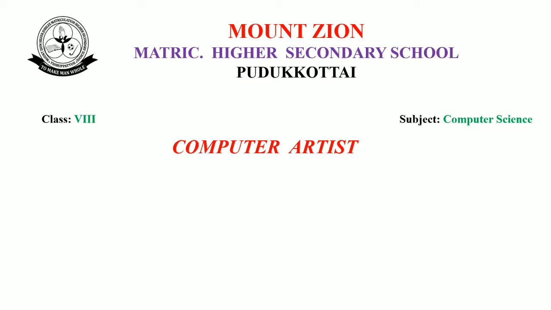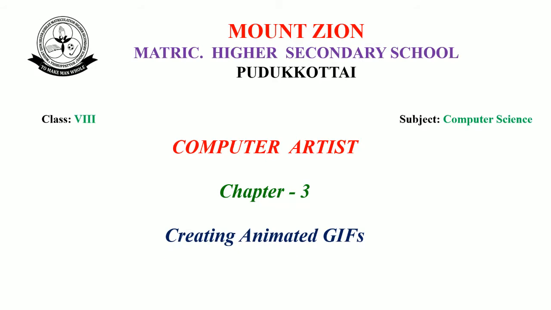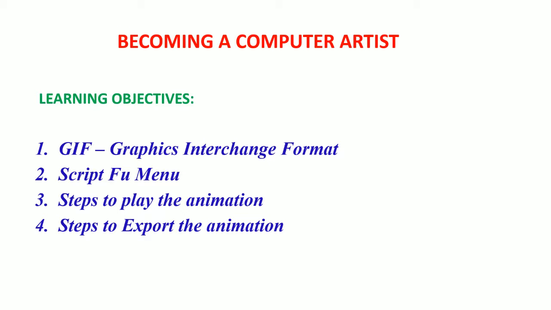Today, under the unit Computer Artist, the third chapter, Creating Animated GIFs, we are going to learn. Let us see the learning objectives. The first one is GIF, Graphics Interchange Format. What is meant by GIF? The next one is the script view menu. What is the purpose of using that menu? Then the steps to play the animation, how to create a GIF image and how to play that animated image, and the steps to export the animation. These are the points we will go through in this session.